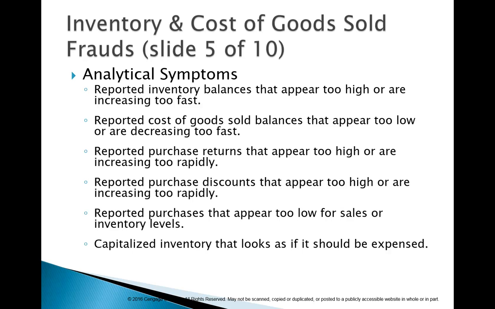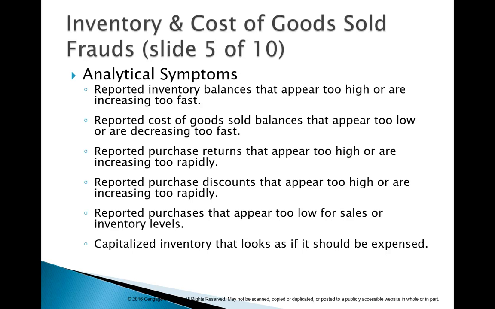Reported purchase returns that appear to be too high and are increasing rapidly, and purchase discounts that appear to be too high and are also increasing too rapidly, are also a concern. So are inventory purchases that appear to be too low for the sales or inventory levels. All these things could artificially increase our ending inventory and decrease our cost of goods sold.